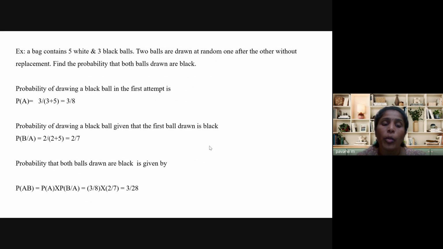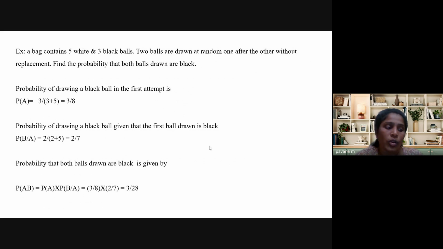Okay, so the probability of drawing a black ball in the first attempt, because here we attempt two times. What is the probability of drawing a black ball in the first attempt? How many black balls are there? 3 black balls, by total balls, 5 white balls plus 3 black balls. So 3 plus 5, 8. So 3 by 8.